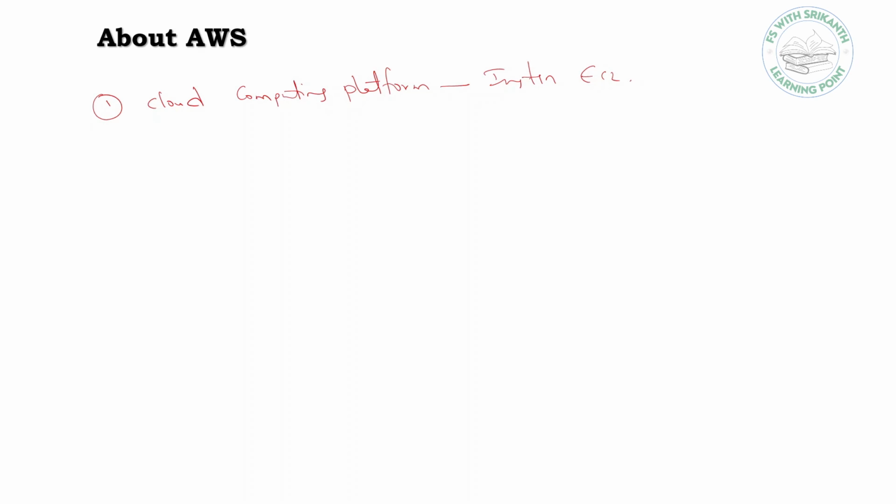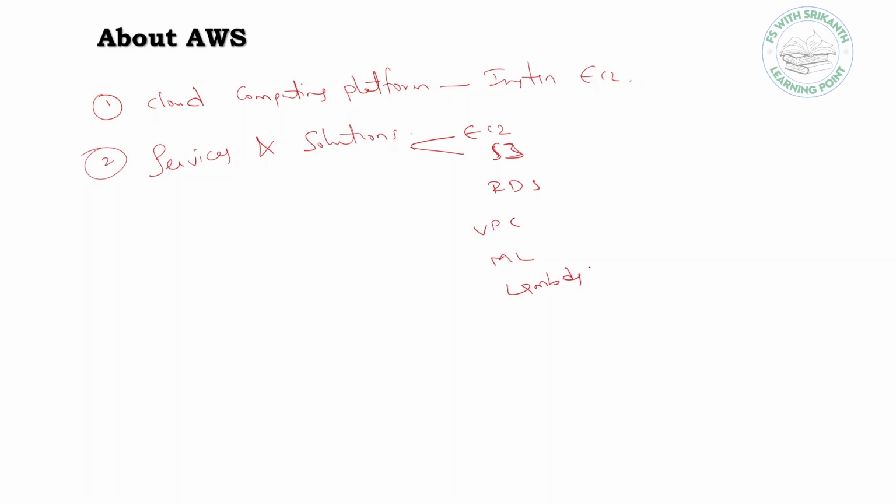AWS is a comprehensive cloud computing platform provided by Amazon. It offers a wide range of cloud services and solutions, allowing businesses and individuals to access computing resources over the internet. Yes, with the help of the internet we can access that. AWS provides a vast array of services including EC2 and S3, RDS and VPC, machine learning and Lambda serverless computing, and many more services.